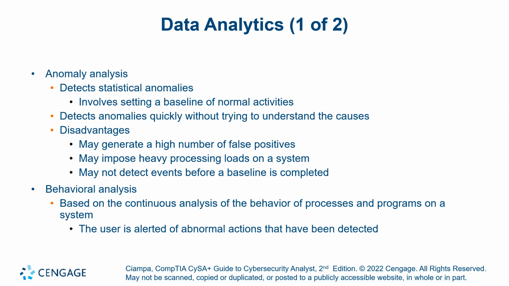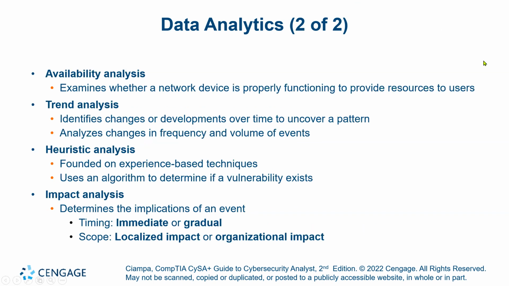Behavioral analysis is based on the continuous analysis of the behavior of processes and programs on a system. The user is alerted of abnormal actions that have been detected. Availability analysis examines whether a network device is properly functioning to provide resources to users. Trend analysis identifies changes or developments over time to uncover a pattern, and that analyzes changes in frequency and volume of events.